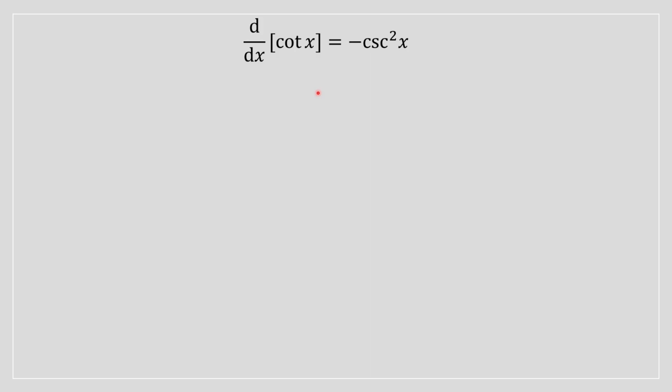Actually, this is going to be the last part of the limit definition for a trig function. So today we're going to look at the limit definition of cotangent of x and why it is equal to negative cosecant squared of x.